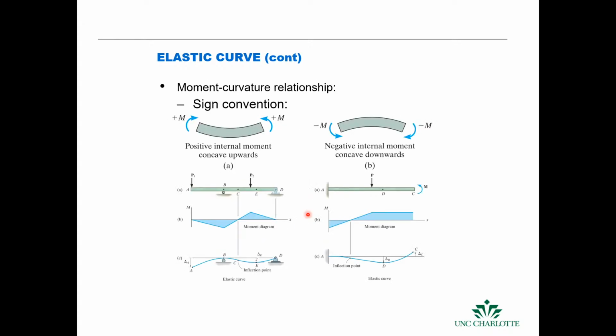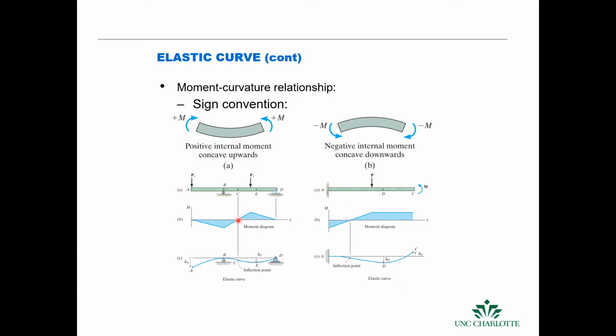We've already talked about the sign convention. What's interesting to note here is the relationship between the moment diagram and the elastic curve. Okay, so you see here we have a change in direction because we have a change in direction in the moment. And so you should be able to look at a moment diagram and say, oh, okay, well, I kind of know what's happening with the deflection of my beam.